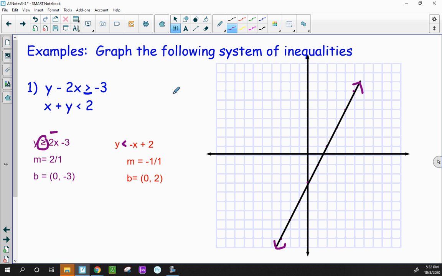Okay. For the second one, do it in red. I'm going to go to 0, 2. I'm going to go down 1, right 1.